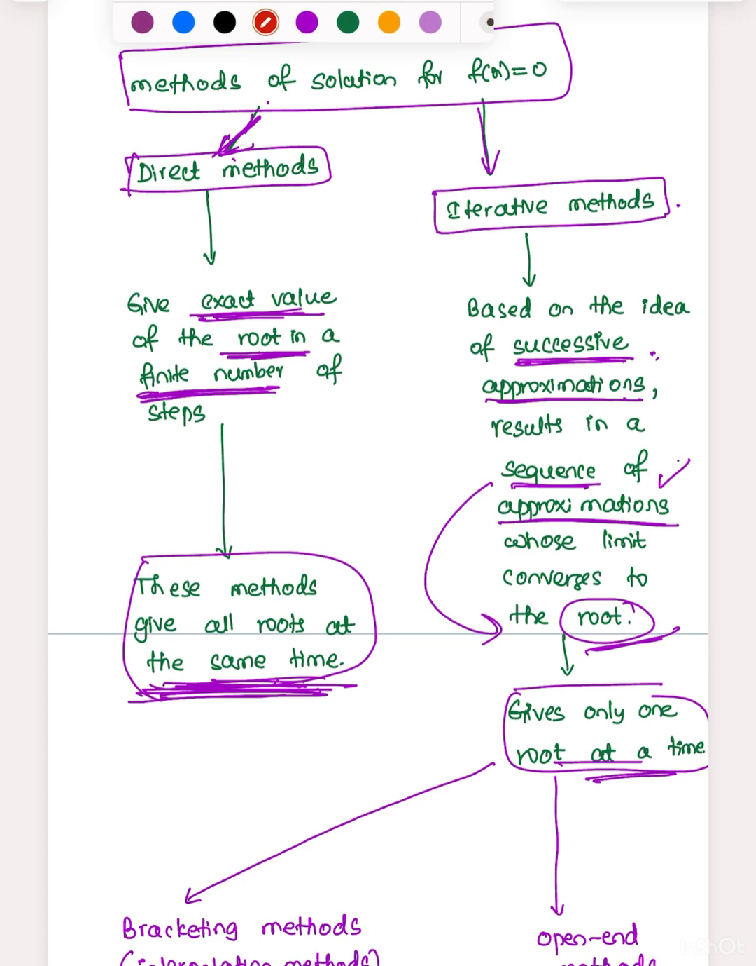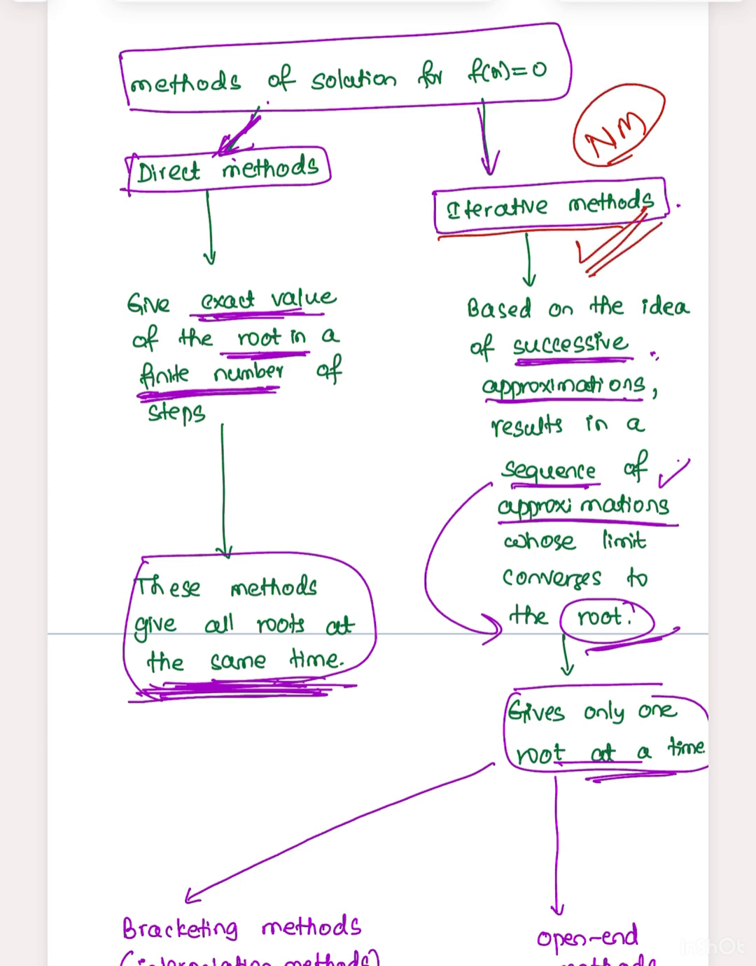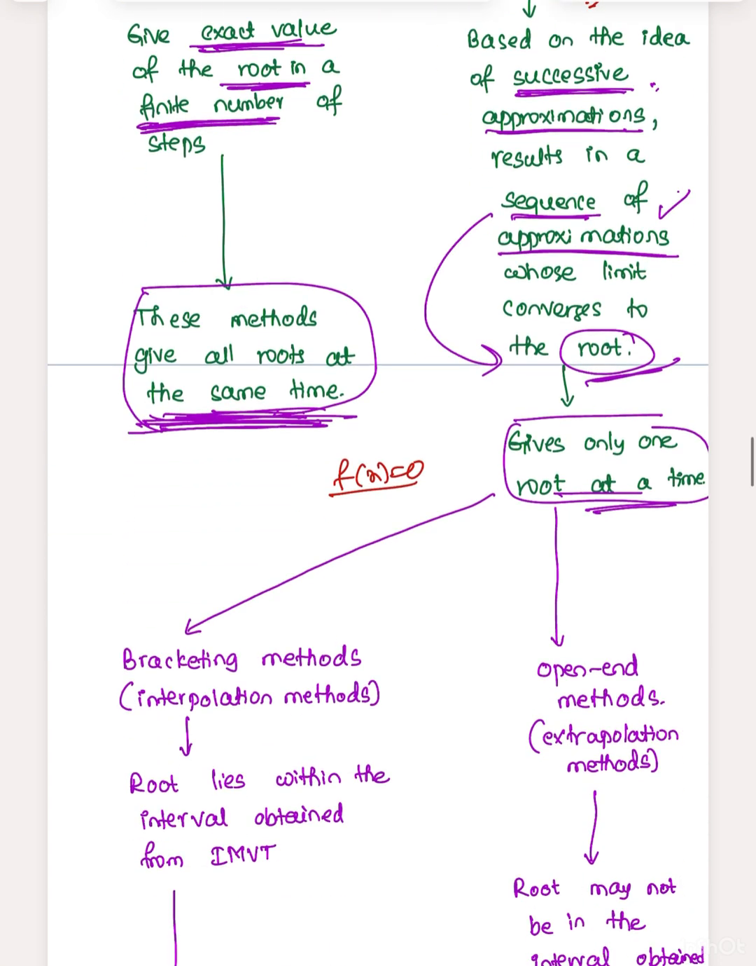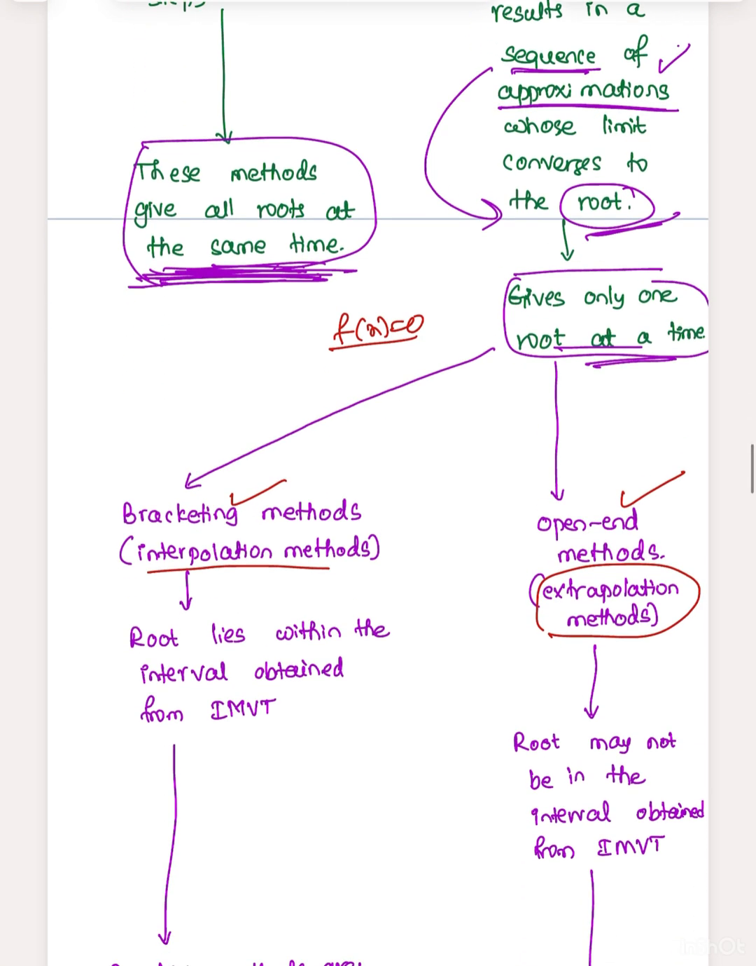Now we are focusing on iterative methods as we are studying numerical methods. Here we have two types of iterative methods for solution of a nonlinear equation of the form f of x is equal to 0. They may be bracketing methods and open methods. Here bracketing methods are also called interpolation methods, and open methods are also called extrapolation methods. Now we will see one by one.